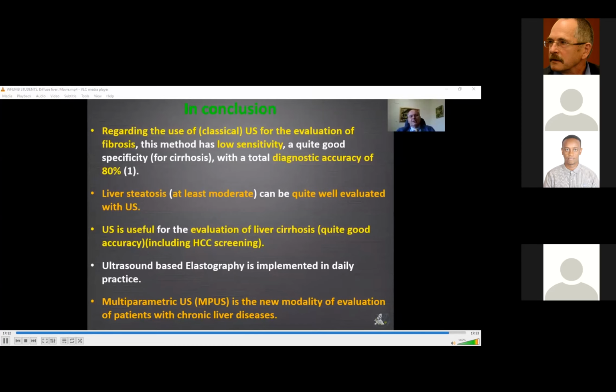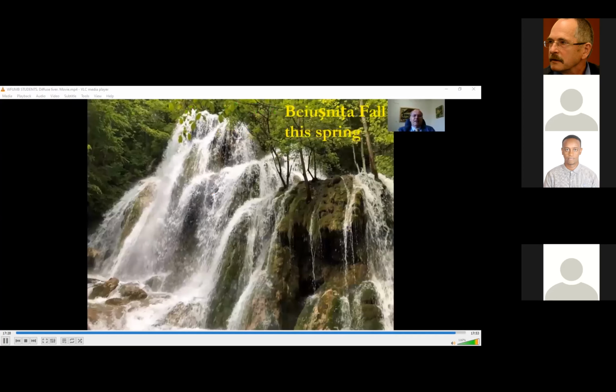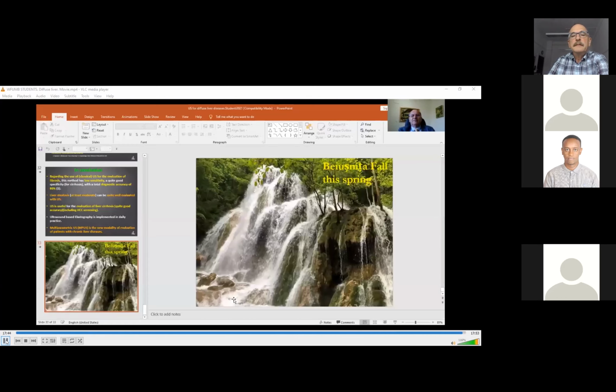Ultrasound-based elastography is now implemented in our new machines and we use it in our daily practice. And multiparametric ultrasound is this new modality of evaluation of the patient with chronic liver disease, with very good results for our daily practice. This is a very nice photo from our area, and I recommend you come to see this wonderful landscape in Banat County.